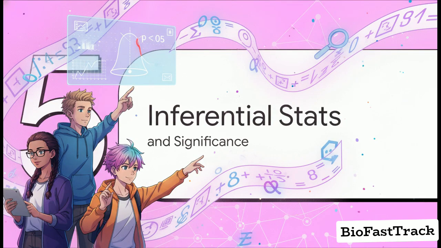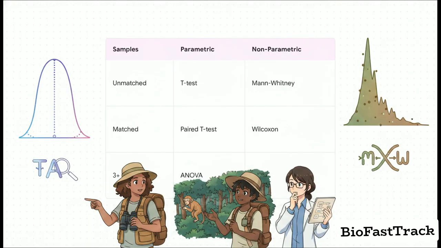And that brings us to Section 5, Inferential Stats and Significance. Descriptive stats summarize the sample, but inferential statistics allow us to actually predict parameters for the entire population. For your exams, you need to memorize this matrix. Parametric tests, like the independent t-test or ANOVA, are used for normally distributed data. Non-parametric tests, like the Mann-Whitney U or Kruskal-Wallis, are used when data just doesn't fit those clean assumptions.